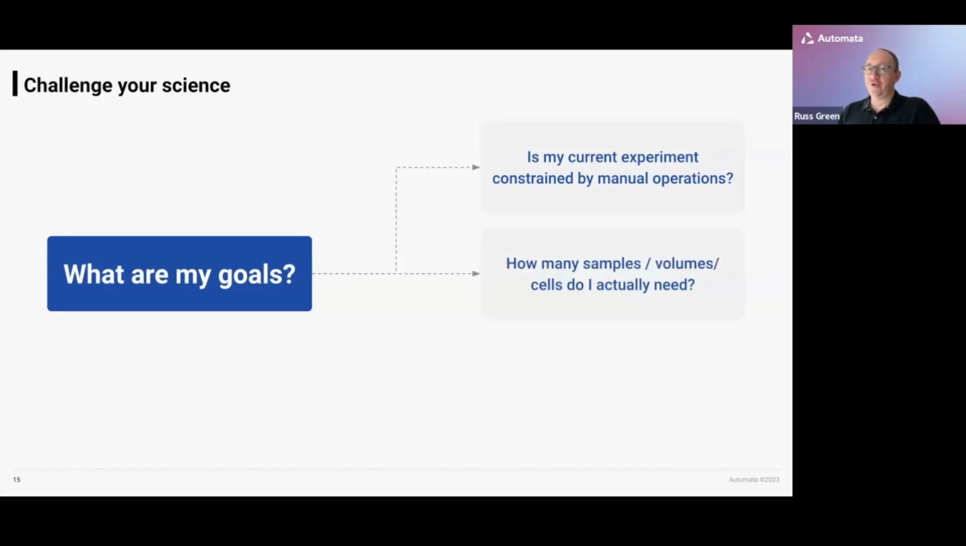This one I really enjoy because I think it also comes back to this labware thing in a way, but it's that question about how many samples. So this might challenge the concept of throughput. How many samples do I need to put in to actually get out the answer I need? How much volume do I need, or how many cells do I actually need? I think we saw a really good example.